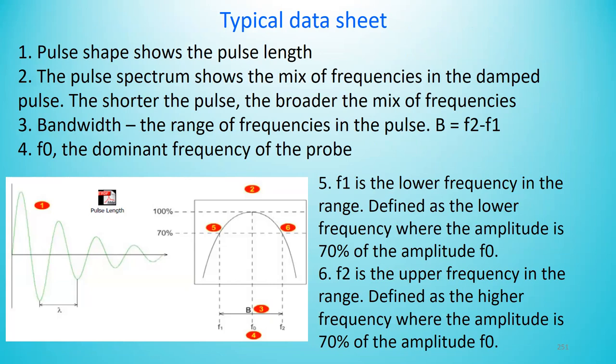So bandwidth is the range of frequencies. The pulse shape shows the pulse length, and the pulse spectrum shows the mix of frequencies in the damped pulse. The shorter the pulse, the broader the mix of frequencies. Bandwidth, the range of frequencies, is F2 minus F1. F1 is the lower frequency in the range, defined as the lower frequency where the amplitude is 70% of the amplitude of F0, and F2 is the upper frequency in the range.